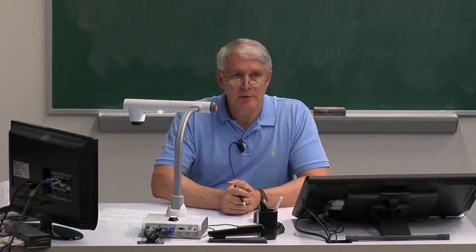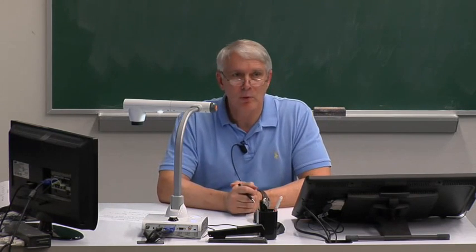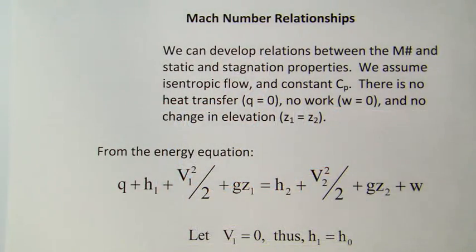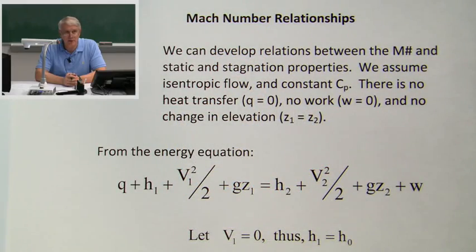Okay, today we're going to develop what are called the Mach number relations. And we can develop relations between the Mach number and the static and stagnation properties. So in our discussion, we're going to assume isentropic flow and some constant Cp. Well, the specific heat will be at some average value.